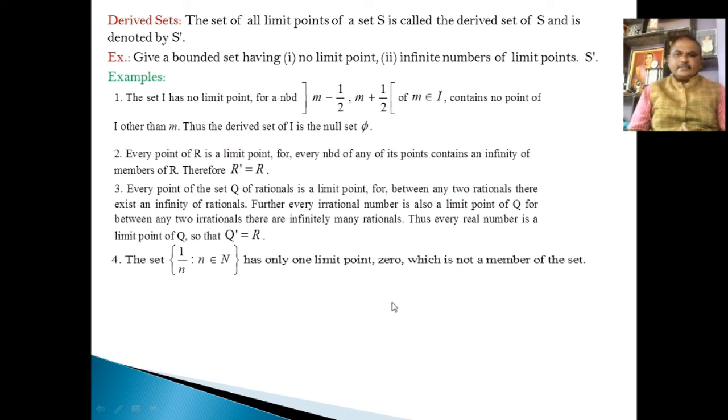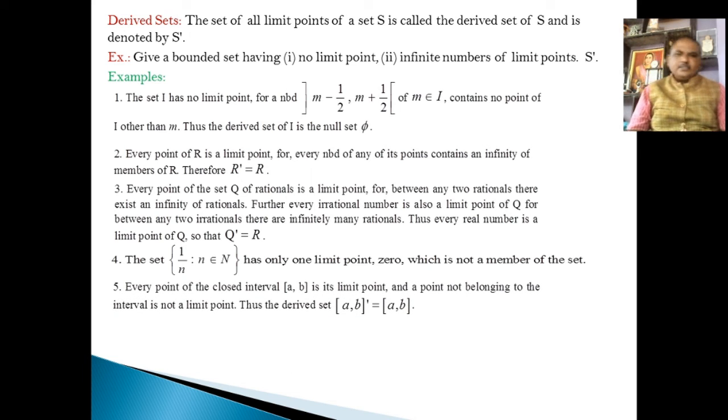Fourth example: the set {1/n : n belongs to N} has only one limit point, and that is 0. That is because in this set there are 1/1, 1/2, 1/3, 1/4, all these are the elements of this set. This is an infinite set, but this infinite set has only one limit point, and this limit point is 0. 0 does not belong to this set. 0 is not a member of this set, but it is the limit point of this set. Okay.